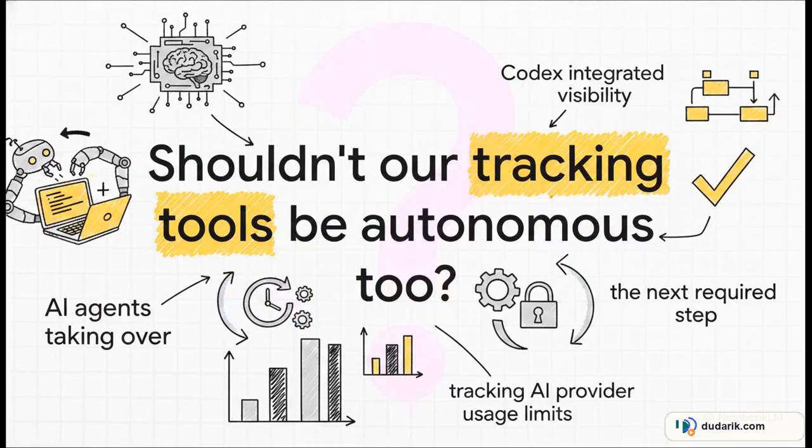Which brings us to a really interesting final thought. As AI agents take over more and more of our heavy coding workflows, and we rely on tools like Codex every single day, shouldn't our tracking tools be just as autonomous and ambient as the agents themselves? Hopefully, this explainer has you thinking about how integrated ambient visibility really is the next mandatory step for serious AI development.